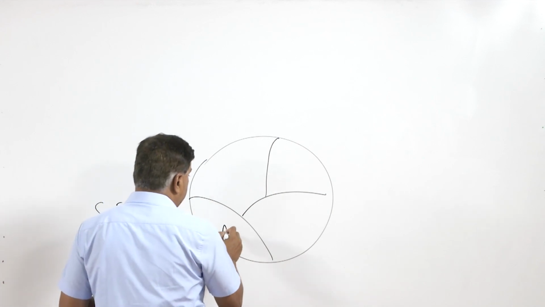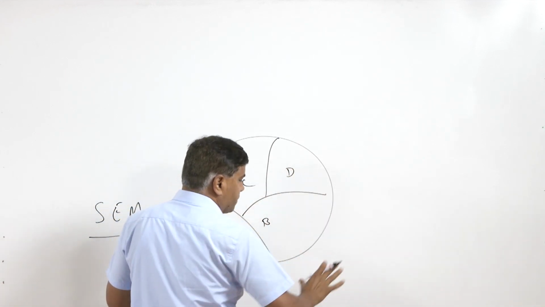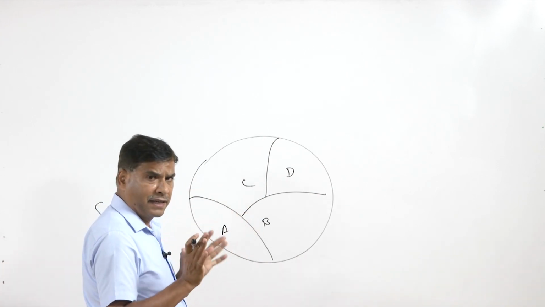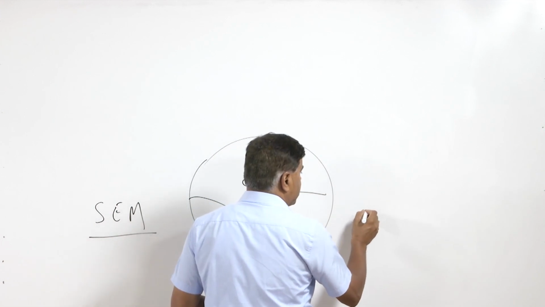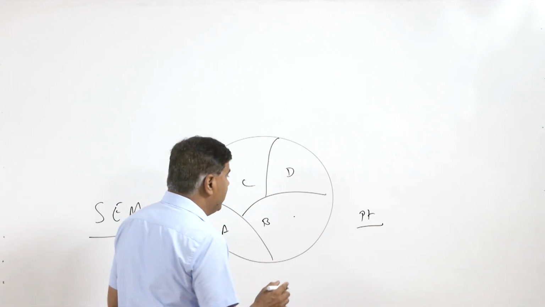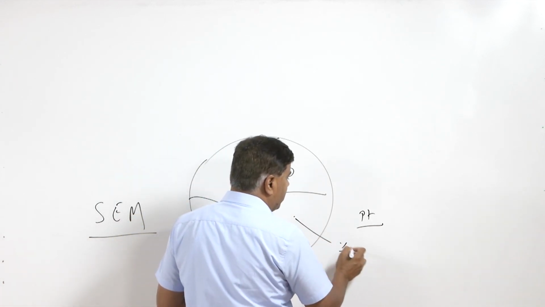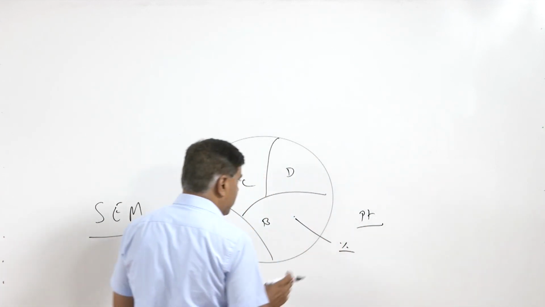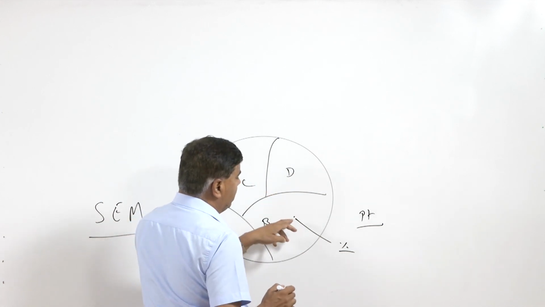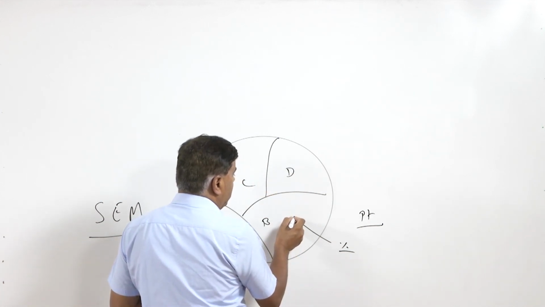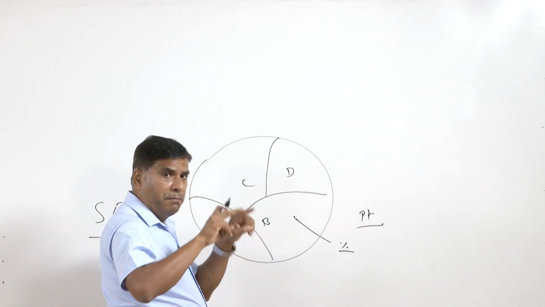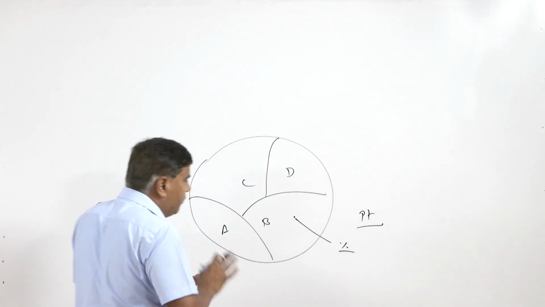Say A, B, C, D are the 4 phases present in the sample, and if we have to analyze them, we can follow certain techniques called point analysis. In point analysis, we just select a particular point, and it gives us the percentage of different elements present at that particular location. So, what this phase is made of will be indicated by analyzing a very small area, like a point.